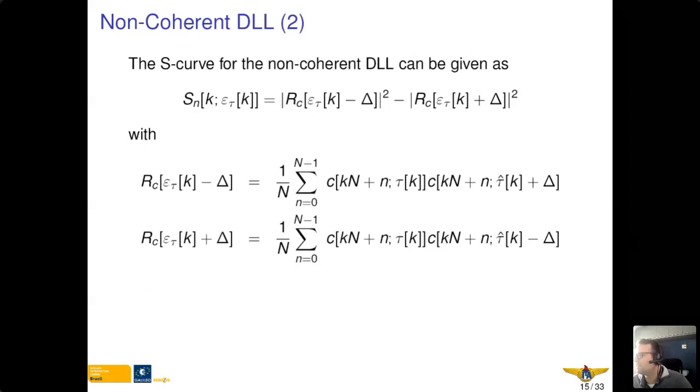So we correlate the true time delay tau of k either with tau hat of k plus delta or with tau hat of k minus delta. And delta is the tracking error. So epsilon of tau is the tracking error, and this is tau minus tau hat.